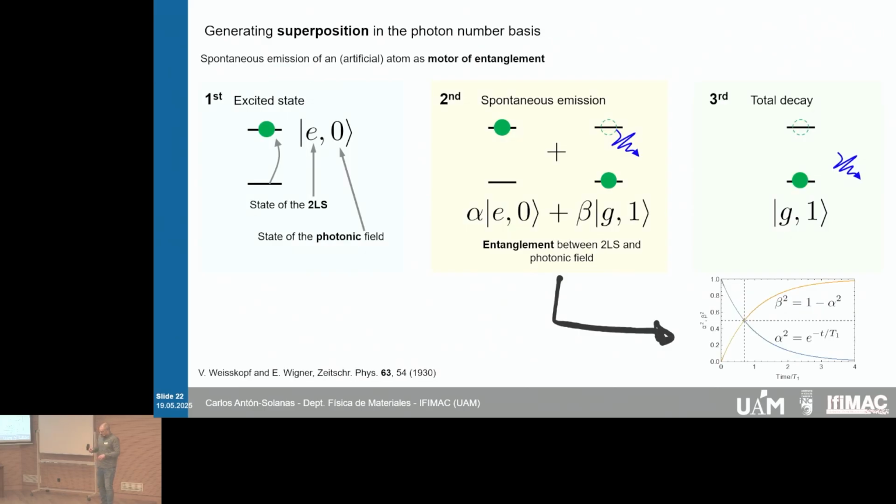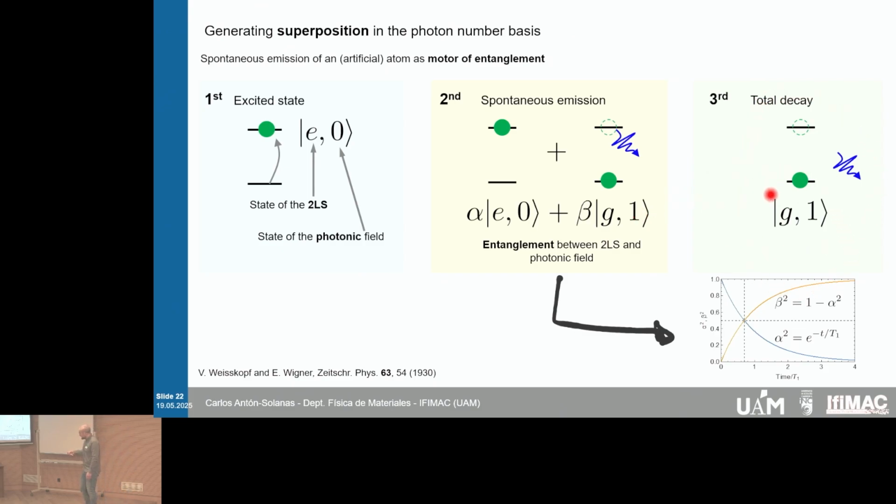Okay, so for the generation of superposition and entanglement in the photon number basis, what we are going to be harnessing as a motor of entanglement is simply the spontaneous emission. What is happening during the spontaneous emission is that you first initially bring your two-level system to the excited state. I am writing here the amount of light that is emitted. So in this first case, you are just having your quantum dot in the excited state and emitting vacuum. And while spontaneous emission is happening, you can have a superposition between the state of your atom and the state of the light field. So there will be a moment during the spontaneous emission in which you are having a superposition of these two states, excited vacuum plus ground 1 photon, until you have the total decay where your state is this one.